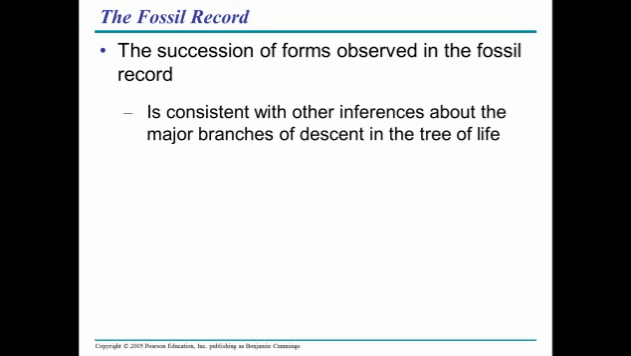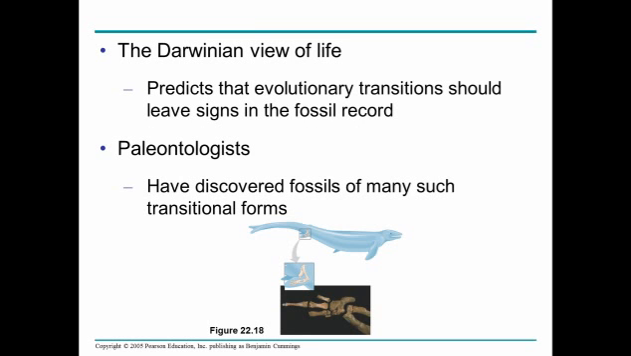And then we use the fossil record to look for differences and look at our descendants and ancestors, and we can make inferences based on what we find. So, for example, certain types of teeth can tell us what the organism ate. So the Darwinian view predicts evolutionary transitions, and we assume we see signs in the fossil record.